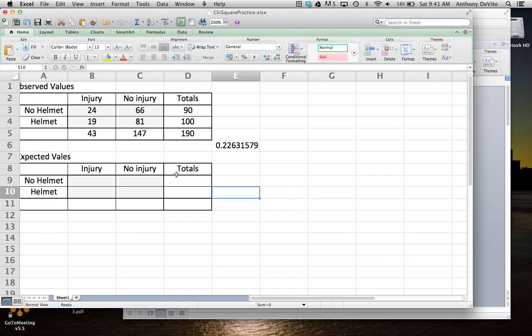Okay, so we're still dealing with 90 people and 100 people. We can't change that. The number of people that came in are the number of people that came in. And we also know that 43 people got injured, had significant head injuries. 147 didn't have significant head injuries.